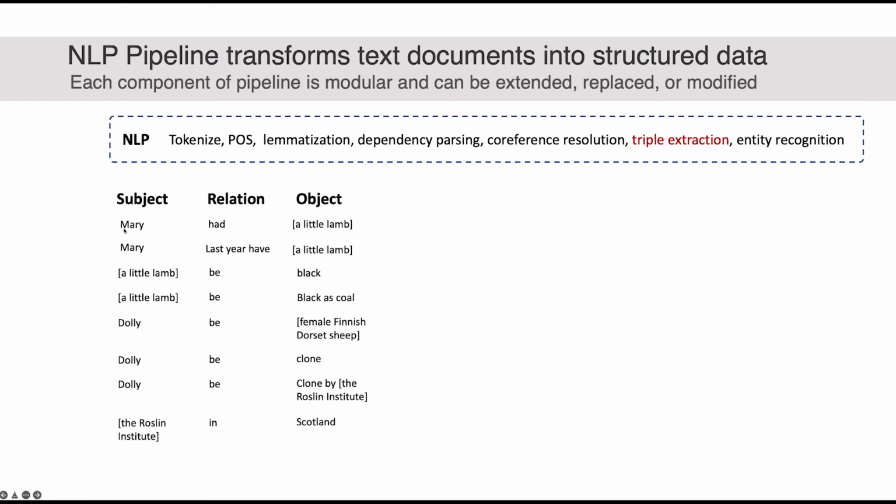Mary could be a node. Dolly could be a node. Clone could be a node. And the edges could be, in, last year, have, had, and so on. So we've turned the document into a representation where we can visualize it as a graph now. And that was the objective, if you recall from the start.